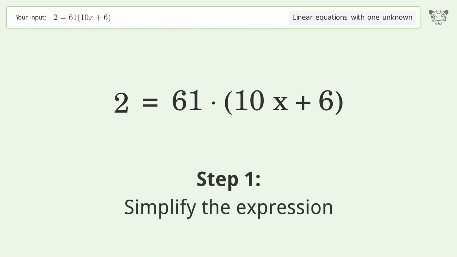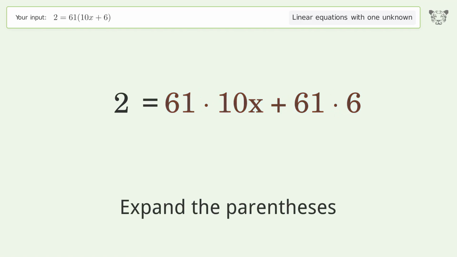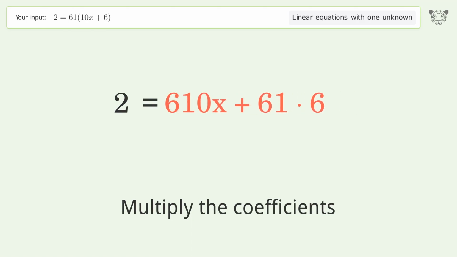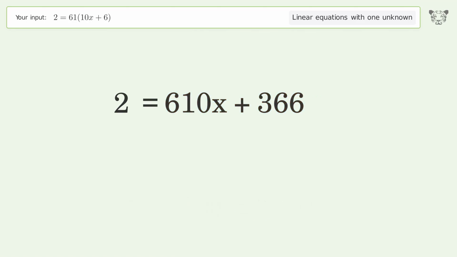Simplify the expression. Expand the parentheses. Multiply the coefficients. Simplify the arithmetic. Swap sides.